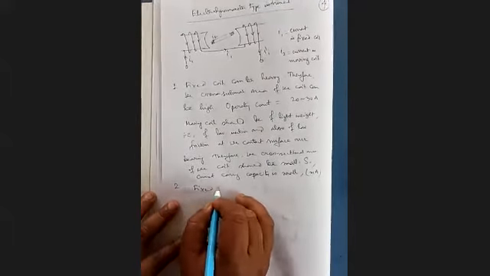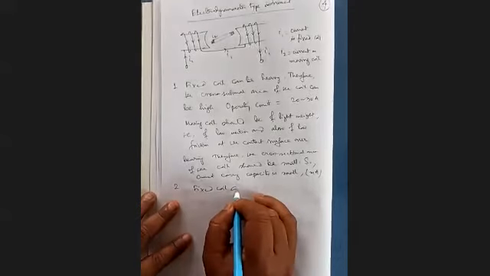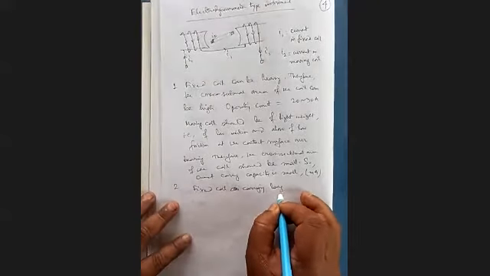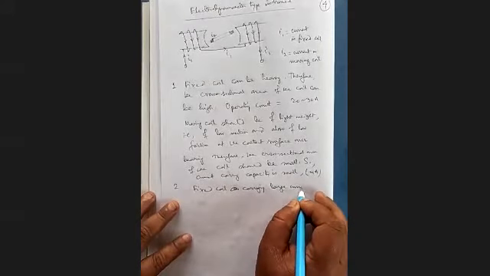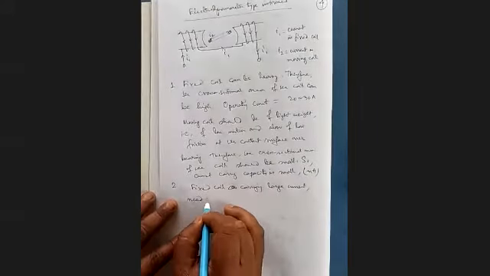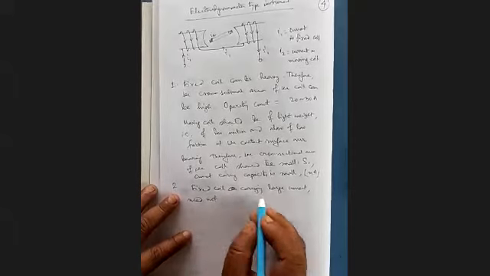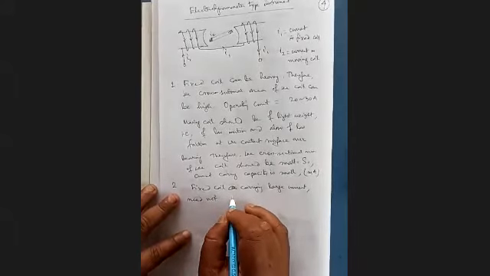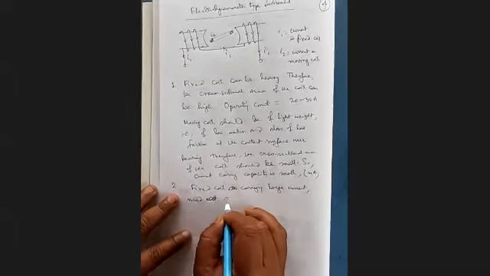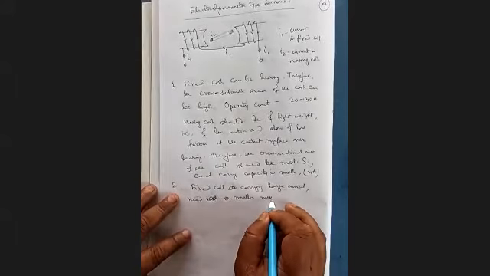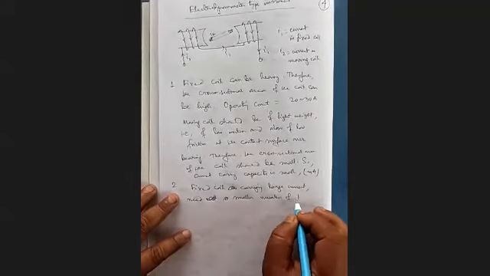Fixed coil carrying large current needs a smaller number of turns. Smaller number of turns. Okay.